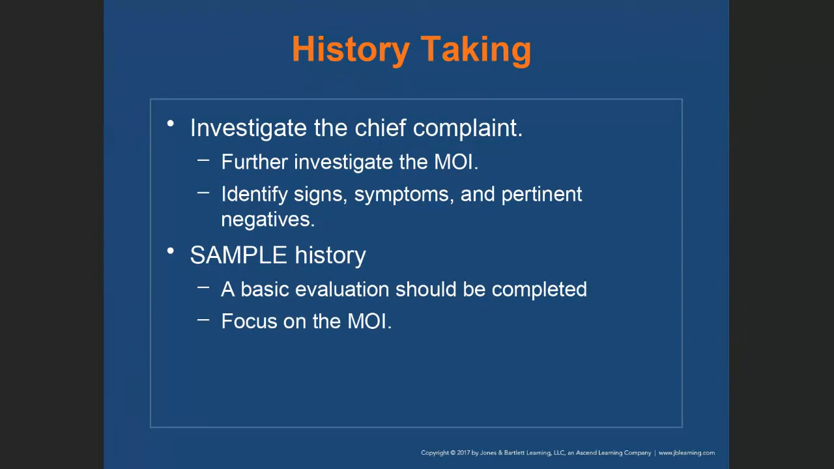After we have completed the primary assessment, next is history taking. Once a patient is talking to you, history, then we move into the secondary. They're not talking to you, vital signs. Try and get information from persons on location and consider the physical findings. So history taking, investigate the chief complaint, further investigate the MOI, identify signs and symptoms and your pertinent negatives. Obtain a SAMPLE history, a basic evaluation should be completed, and you focus on the MOI.